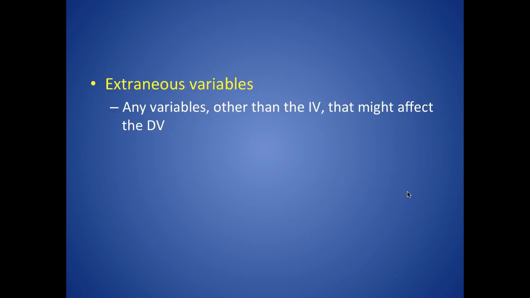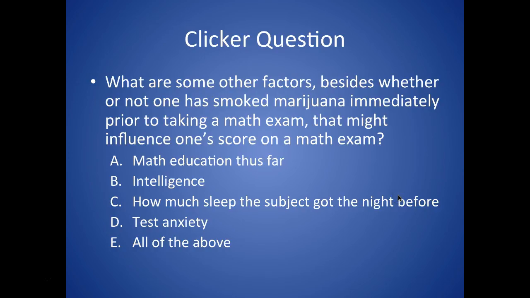We sometimes call these extraneous variables. It would be any variable other than the independent variable, like smoking the marijuana, that might affect the dependent variable, the math scores. So what are some other factors besides whether or not one has smoked marijuana immediately prior to taking a math exam that might influence one's score on the math exam? Math education thus far, intelligence, how much sleep the subject got the night before, test anxiety, or all of the above. The answer is all of the above.